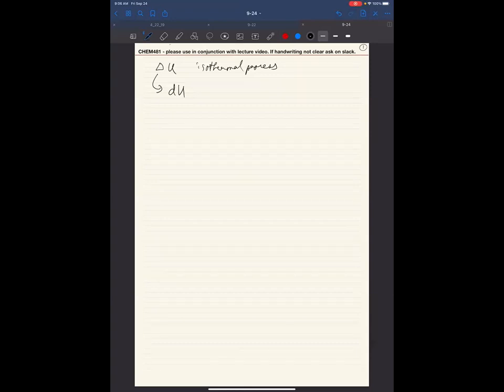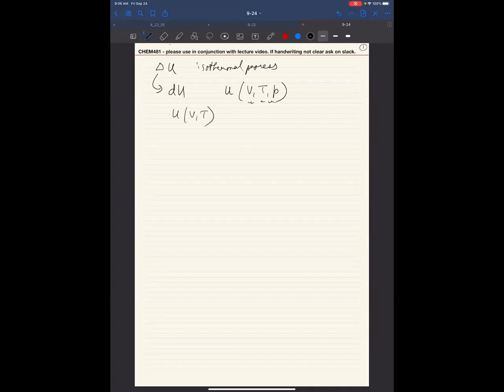So dU. Now we can think of U as a function of V, T, P for a constant composition system, right? But we know at equilibrium, we don't need to specify all three of them separately. Specifying only two of them is sufficient. We can choose any two: volume and temperature, temperature and pressure, or pressure and volume. Let's see what happens if we choose V comma T.